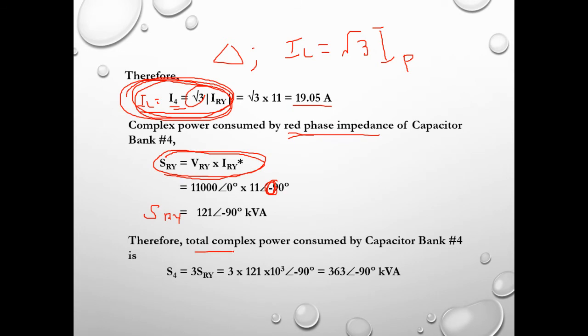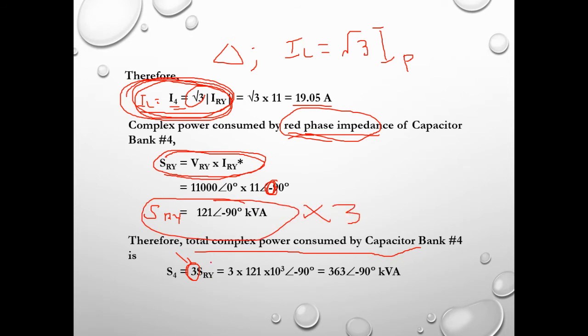So the total complex power consumed by capacitor bank number 4 is just multiplied by 3. Since this is red phase only, or single phase only, when it comes to complex power consumed by the capacitor bank, we need to calculate in three phase. Just multiply this value by 3 to get the value of S4, the total complex power 363 angle minus 19 degree kilovolt ampere.